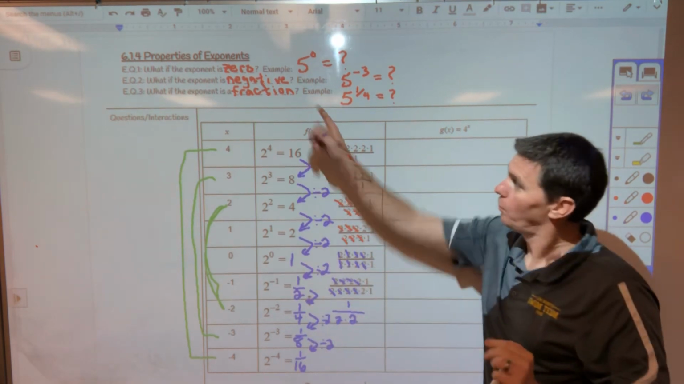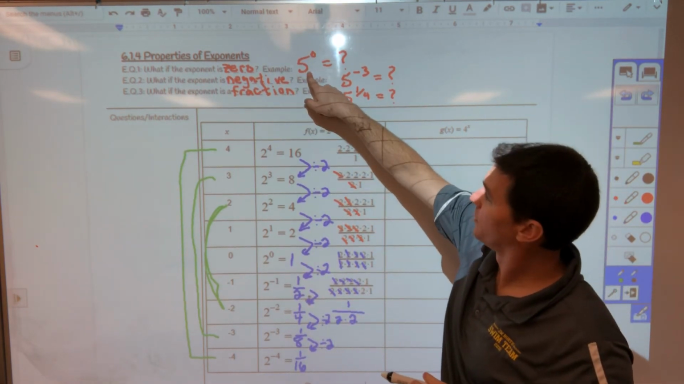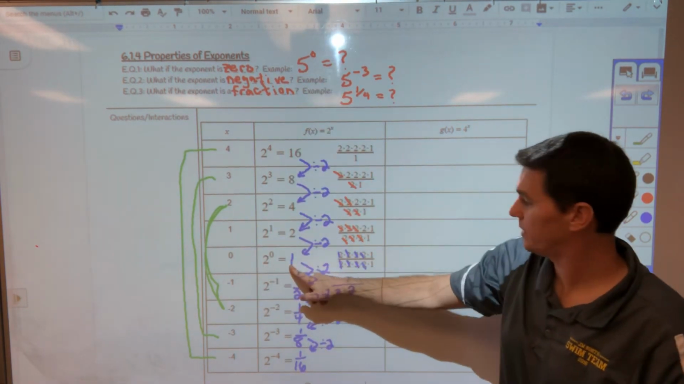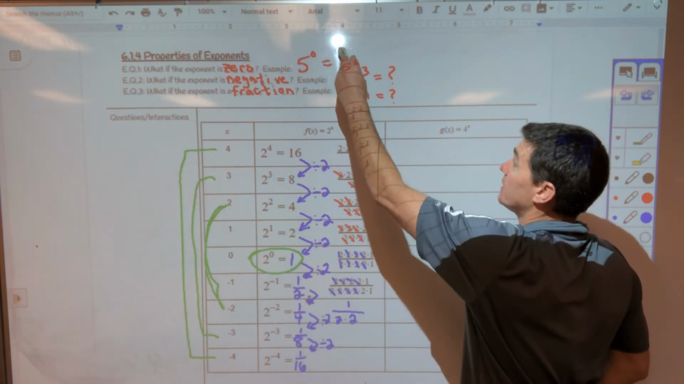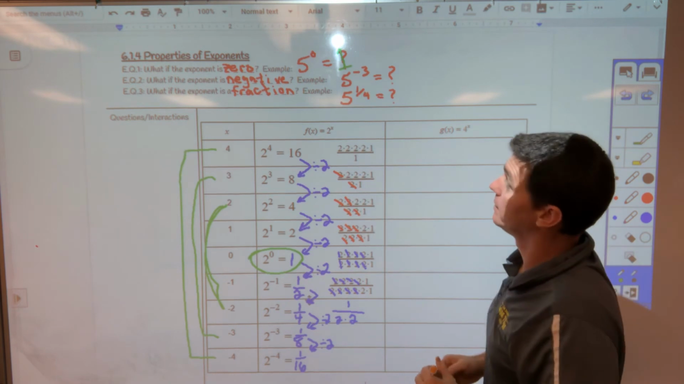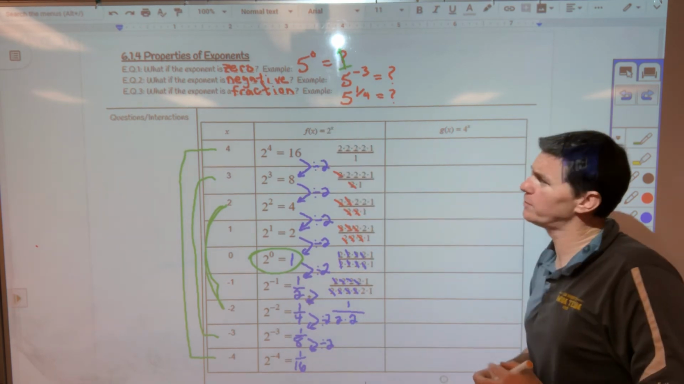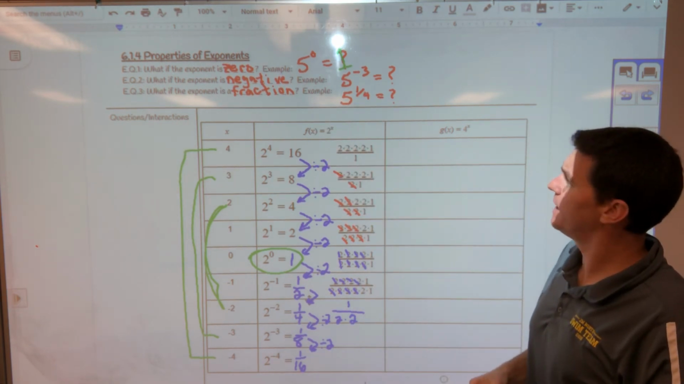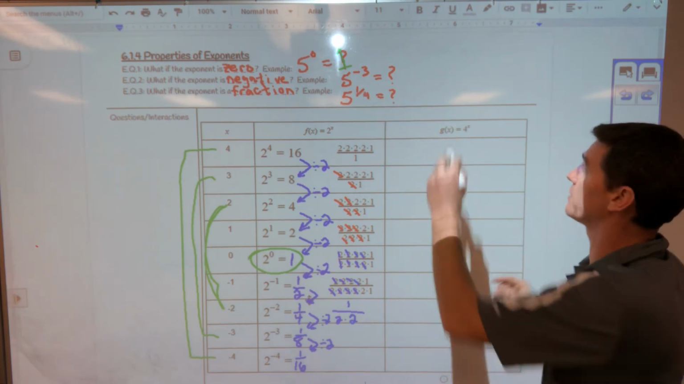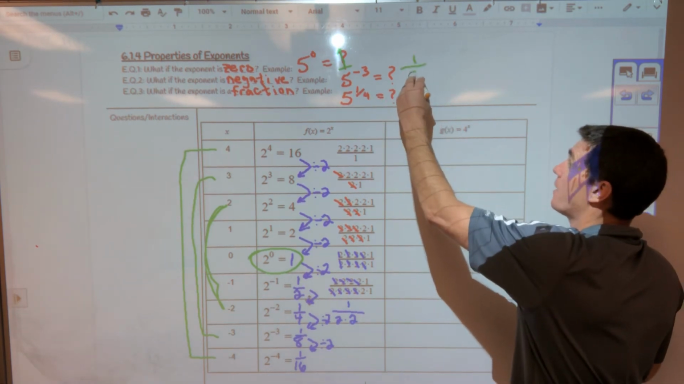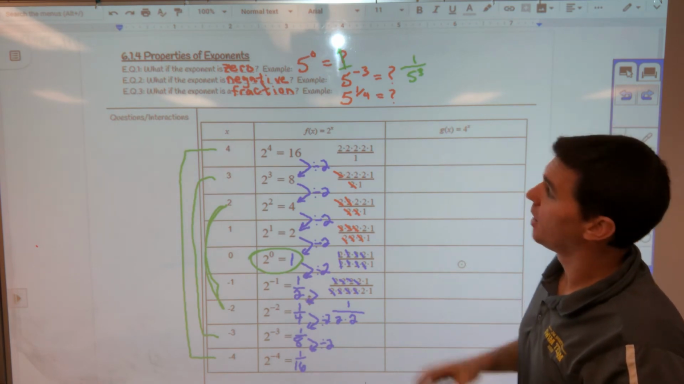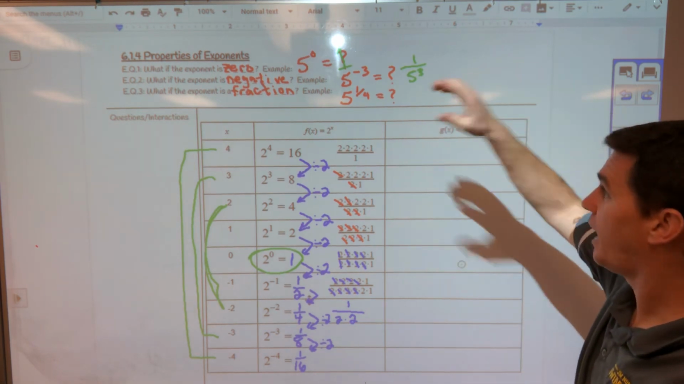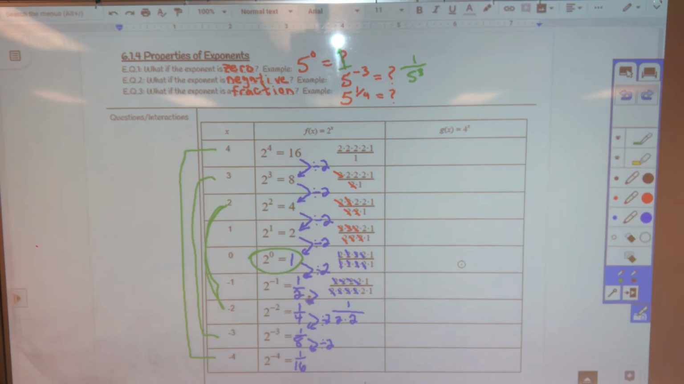So, what happens when the exponent is 0? Well, when it's 0, it's always just going to be 1. So, 5 to the 0th is 1. Okay, what do we do with a negative exponent? A negative exponent, well, that would be 5 to the third, but it's going to be on the bottom, right? So it makes it a fraction. All right, now what do we do if the exponent is a fraction?